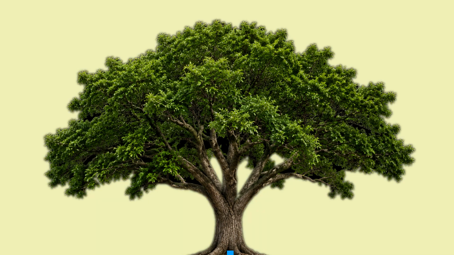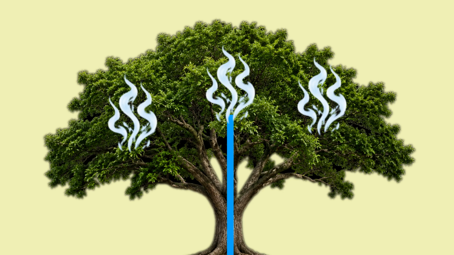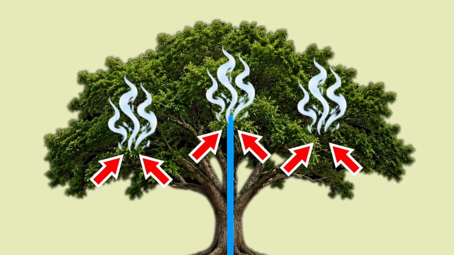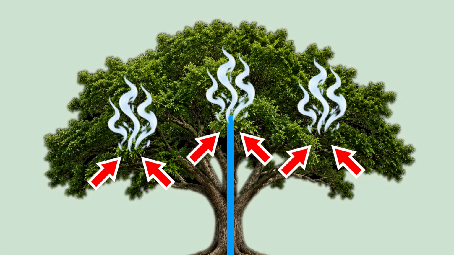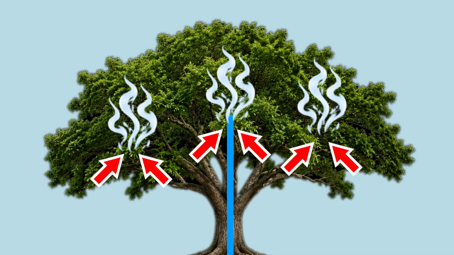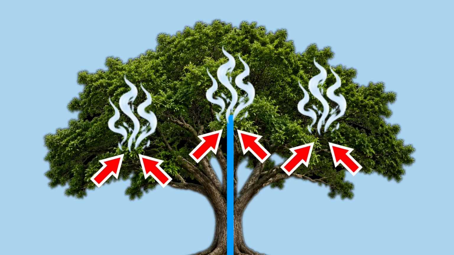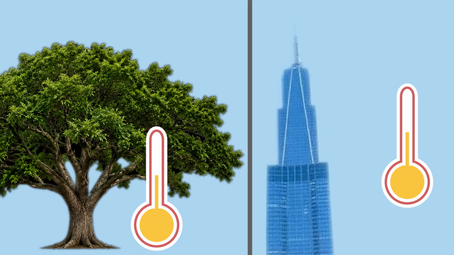Water is pulled in from the soil by the tree's roots, and then flows up the trunk to the leaves where it evaporates into the air. While evaporating, it absorbs heat from the air, just like the refrigerant inside an air conditioner. This means a tree not only provides shade from the sun's rays, but also cools down the air. A building, on the other hand, only provides shade from the sun, but doesn't cool the air.